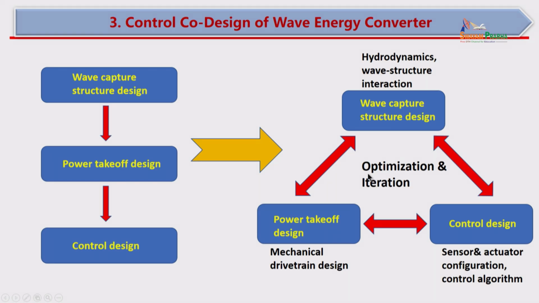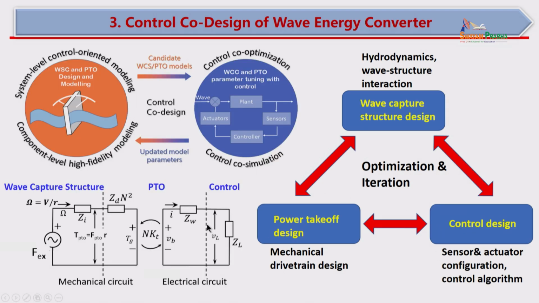control co-design, which is basically optimization and iteration considering all three elements: wave capture structure, PTO, and control system. Why do we need to consider them together? If you have learned electric circuits, you can model the whole system using electrical elements. When you harvest energy, every system has an input impedance and an output impedance, and you need to match the impedance so that you get maximum power output.